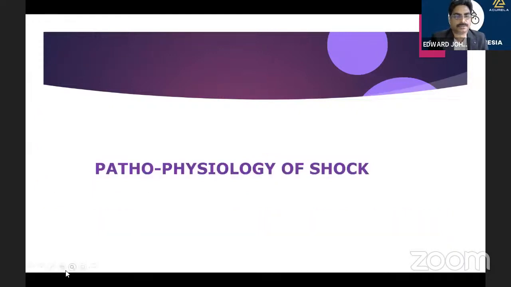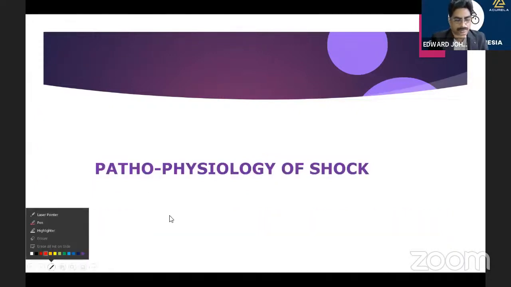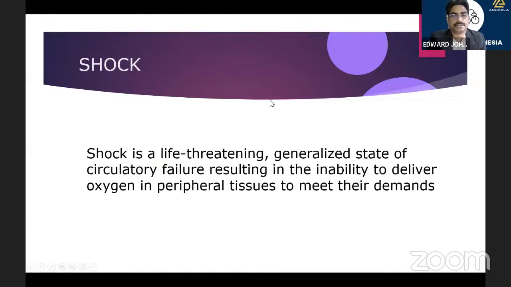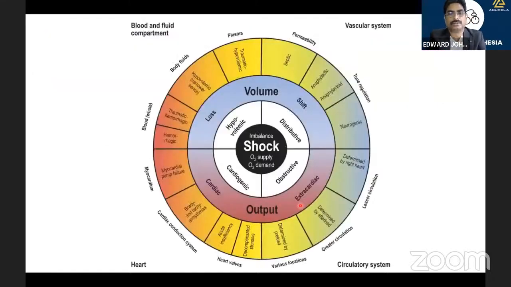So, the pathophysiology of shock. Shock is defined like this: it is life-threatening. If you leave shock untreated, it will end in death. It is a life-threatening generalized state of circulatory failure, a failure to supply oxygen and energy substrate to meet the need of the end organs. That is the circulatory failure. These are the 4 types of shock.